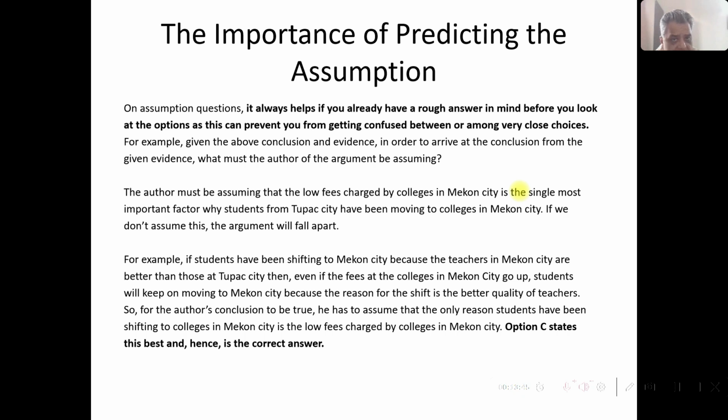For example, if students have been shifting to Mekong City because the teachers in Mekong City are better than those at Tupac City, then even if the fees at the colleges in Mekong City go up, students will keep on moving to Mekong City, because the reason for the shift is the better quality of teachers. So for the author's conclusion to be true, he has to assume that the only reason students have been shifting to colleges in Mekong City is the low fees charged by the colleges in Mekong City. Option C states this best and hence is the correct answer.